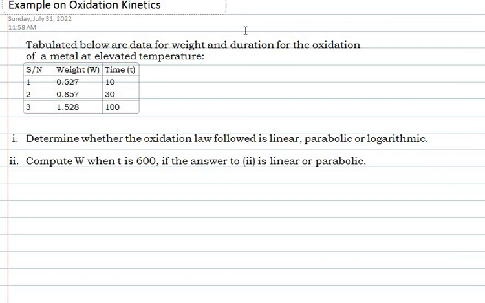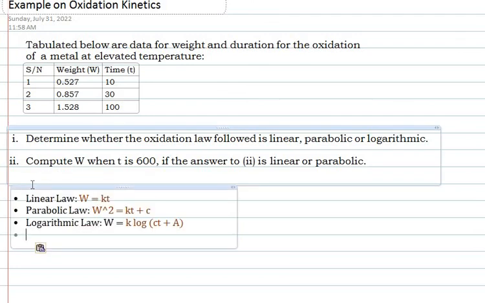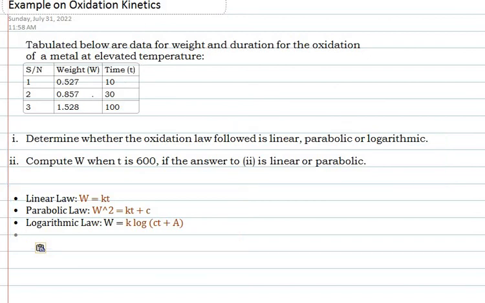So if you could recall, our laws are actually: linear law is W equal to KT, where, like I mentioned earlier, you can include a small subscript L here to show that it's the constant for linear law. For the parabolic law, you can include a small subscript P, and for the logarithmic law, you can include maybe a subscript G to differentiate it from the subscript for linear law.